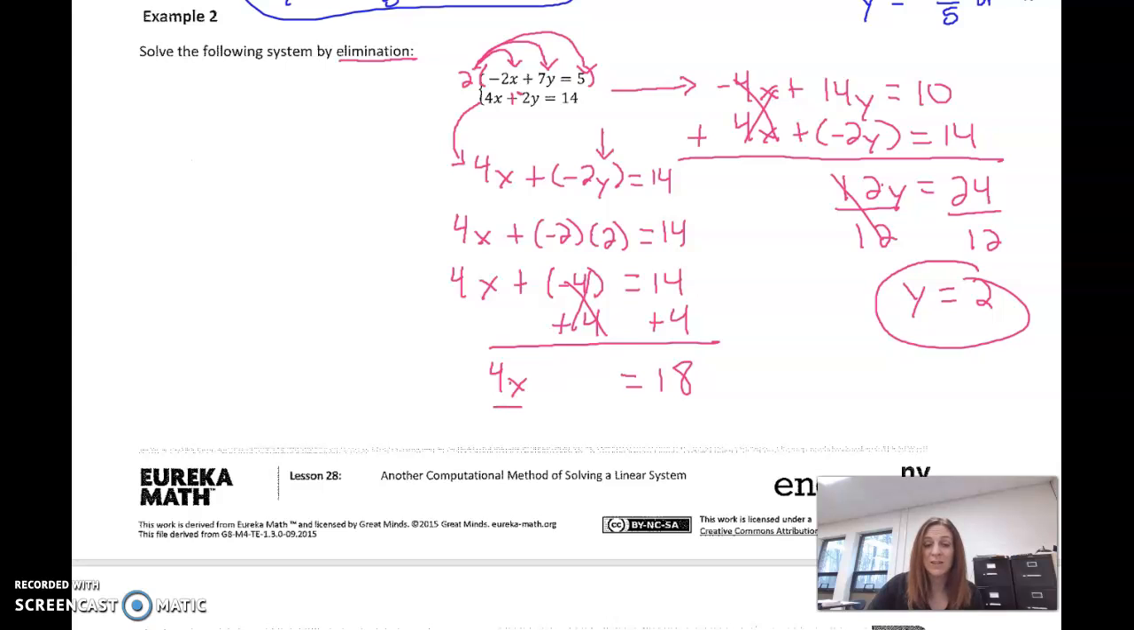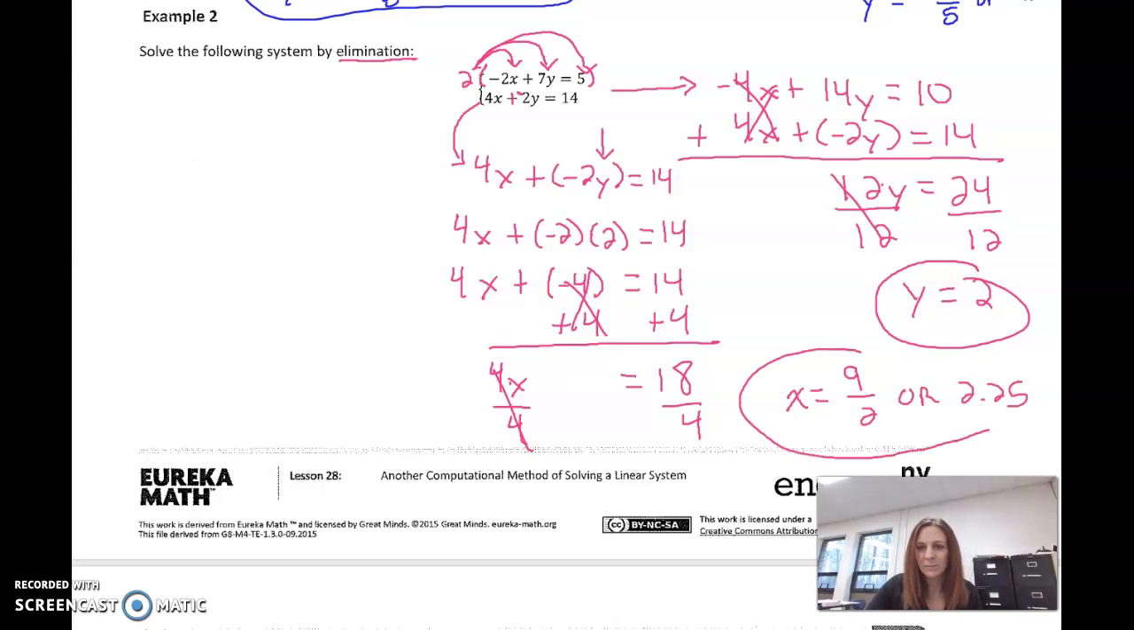And then this is multiplying, so I undo that by dividing. And you're left with x equals, if you reduce it, 9 over 2, like if you divide both of them by 2, or 2.25. Okay? I don't have to check the other one. I know it's going to be a solution.